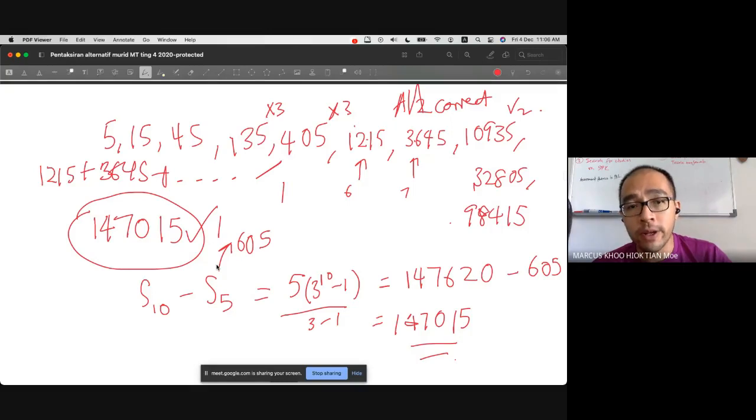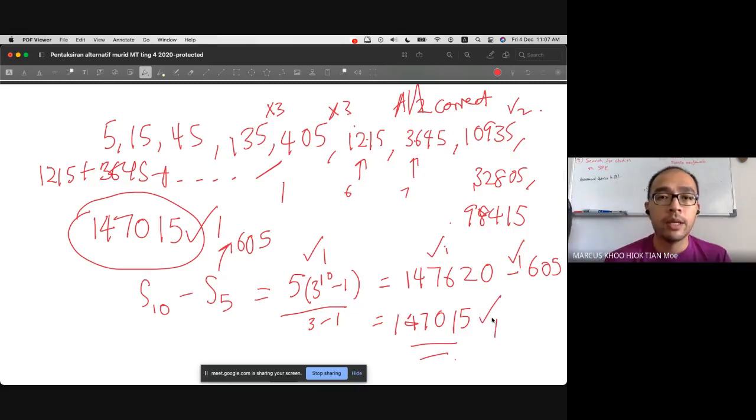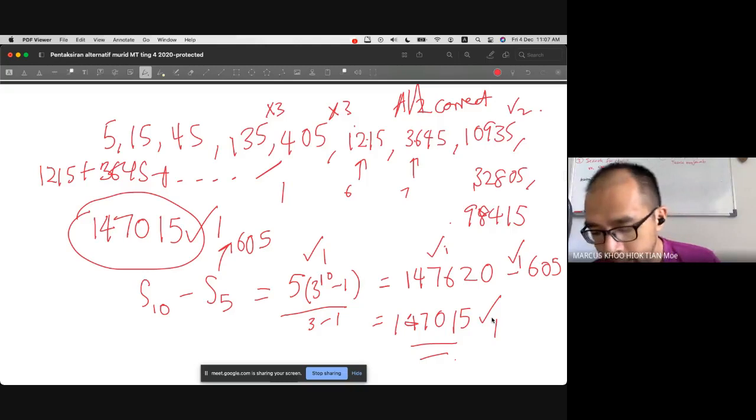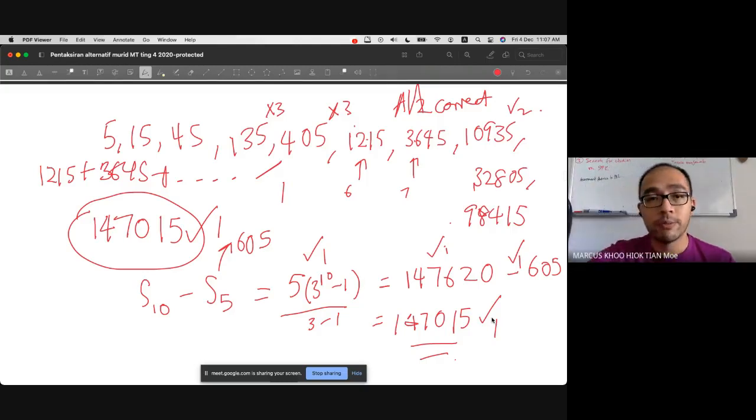4 very easy marks. If you're using this method, this is 1 mark. 147,620 is 1 mark. Minus with 605 is 1 mark. The final answer is 1 mark. It's 4 very easy marks. Okay? All you have to do is understand how the geometric progression works.